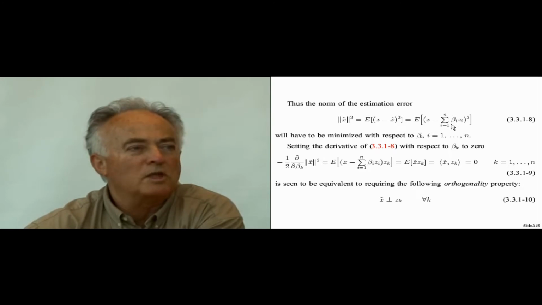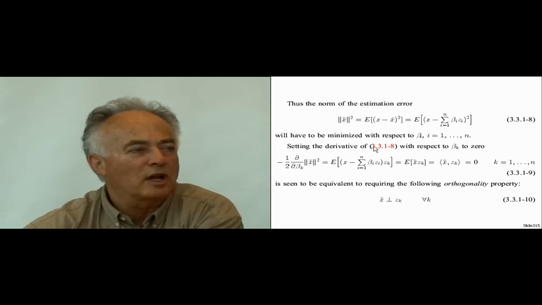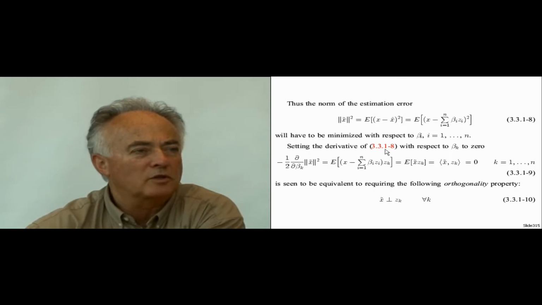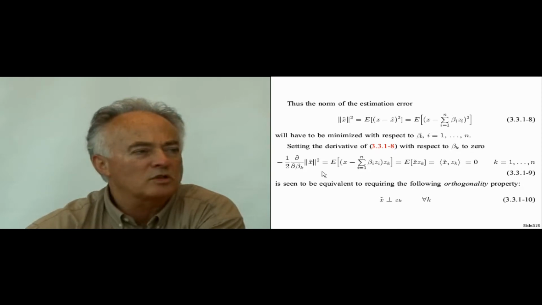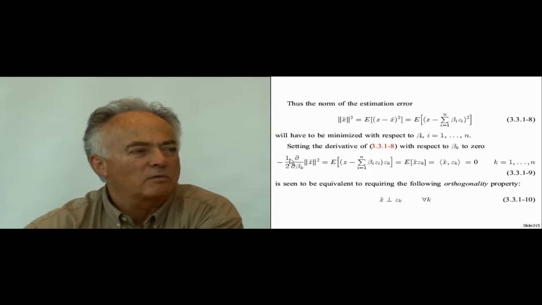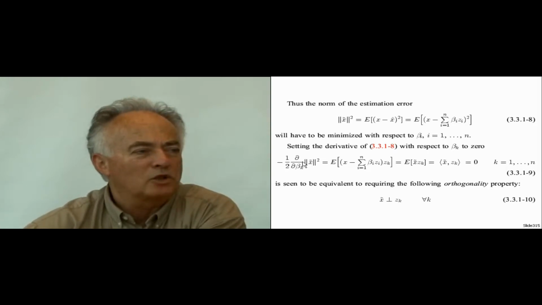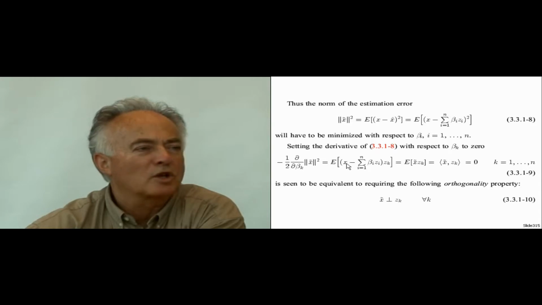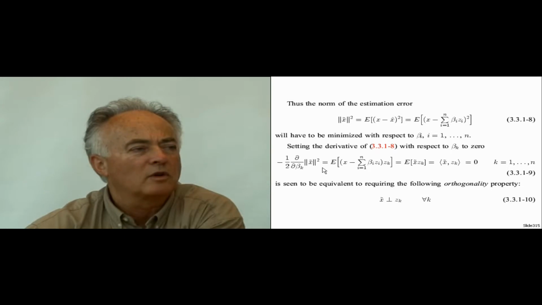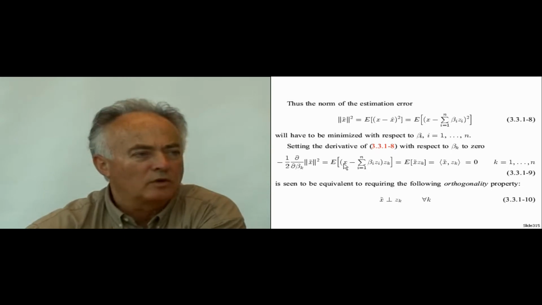So we have to carry out a minimization with respect to the beta i going from 1 to n, and we'll calculate the partial derivatives of this expression, the mean square error, with respect to each beta k, and set this to 0. So take a half minus for convenience, partial of the norm squared of the error, this is the mean square error, expected value of x minus the sum of beta i Zi, times Zk. So after the first derivative, we end up with this expression, but what do we have here?